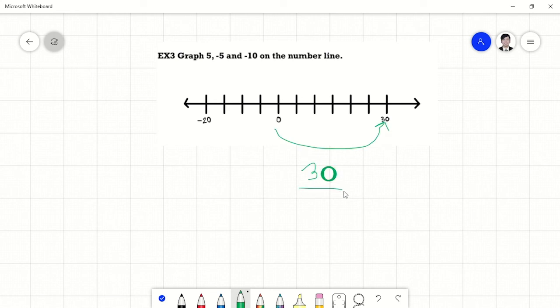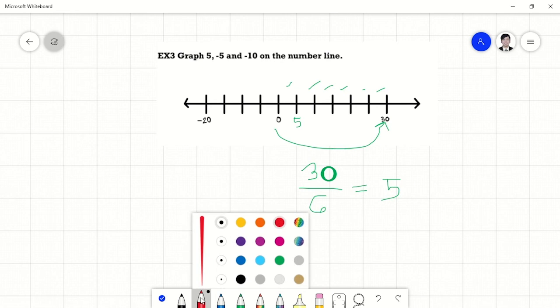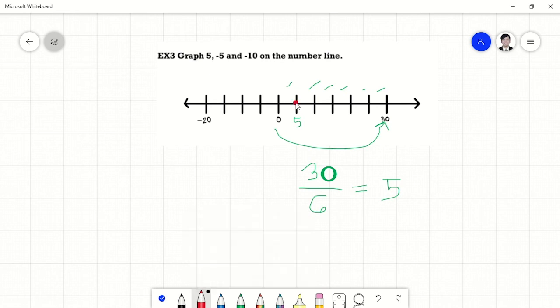Now divide it by the number of spaces between 0 and 30. That's 1, 2, 3, 4, 5, 6. So 30 divided by 6. 30 divided by 6 is 5. That means that the scaling here is by 5. So from 0, go to the right, and you will now see that this is the location of 5. Now put up a dot or a point on the number line.